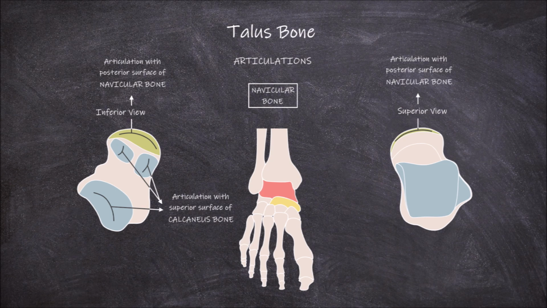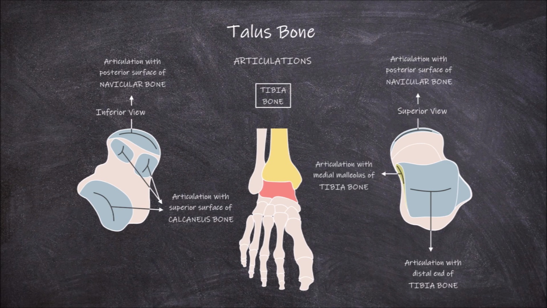The third articulation is with the tibia bone. The large facet on the superior surface of the talus bone articulates with the articular surface on the distal end of the tibia bone. In addition, the facet on the medial surface of the talus bone articulates with the facet on the medial malleolus of the tibia bone.